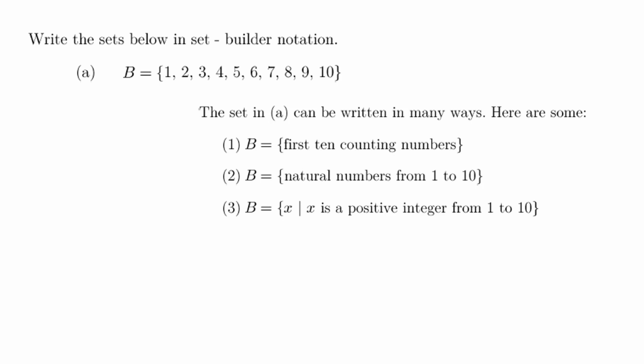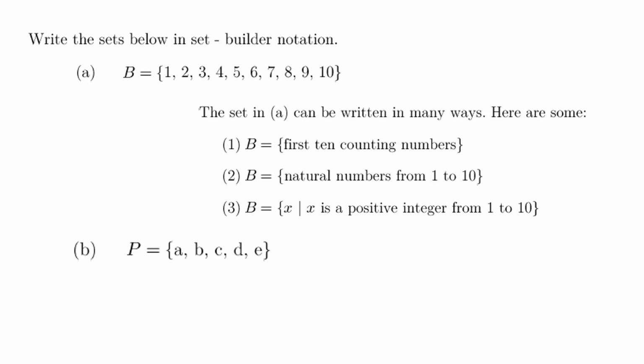First, we can say B is the set of the first 10 counting numbers. Of course 1 to 10 are counting numbers. We can also say that B is the set of all natural numbers from 1 to 10, those we use in counting. We can also say that B is the set of all x such that x is a positive integer from 1 to 10. Any of these descriptions is acceptable.